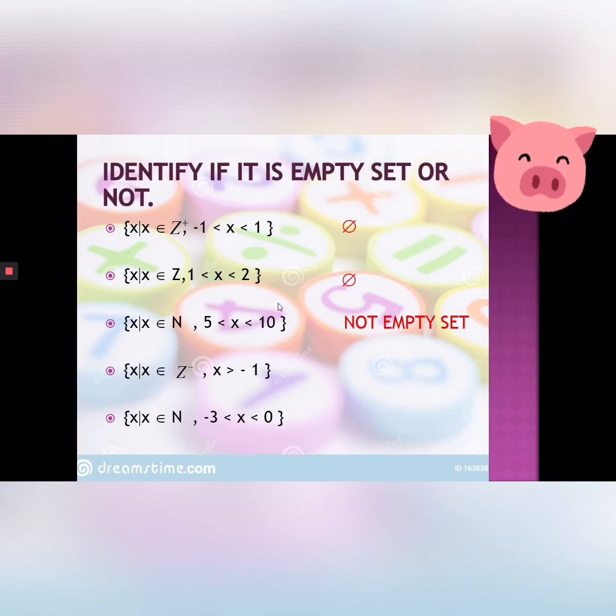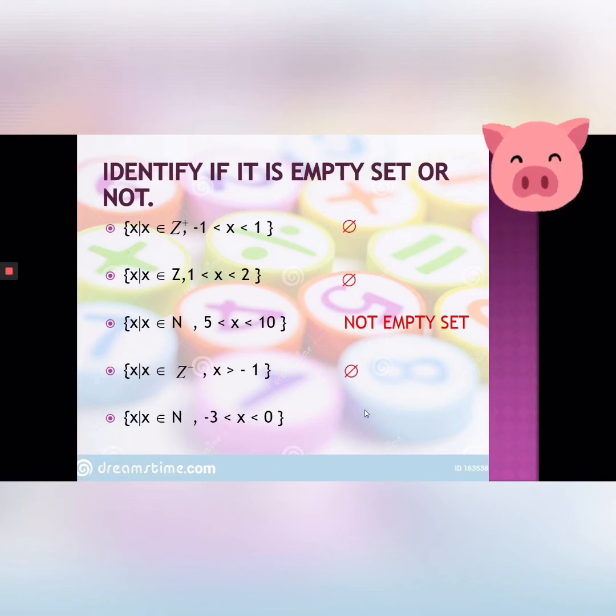Okay, so let's move on to the next example. x such that x is an element of negative integers, and x should be greater than negative 1. Definitely the numbers that are greater than negative 1 are already positive numbers. So this is an example of an empty set.